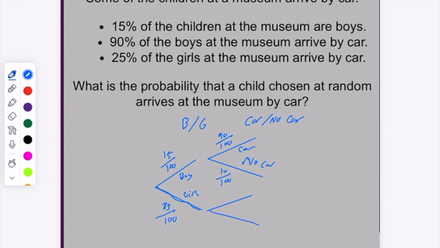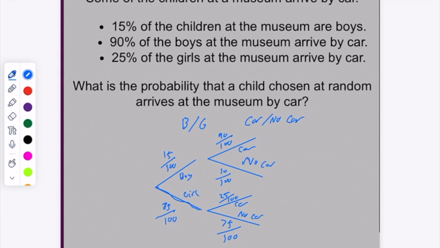Similar for the girls, if we know from the question that 25% are arriving by car, 25 over 100, we also know that a subsequent 75 over 100 are going to arrive by no car. So we can produce this tree diagram probability from the information given to us in the question.